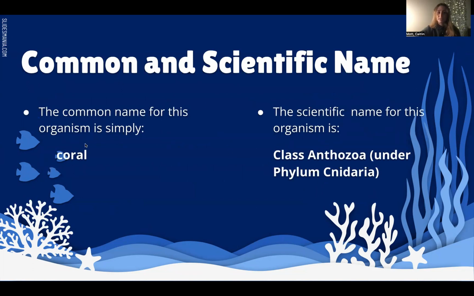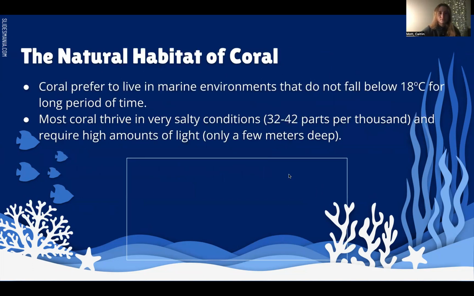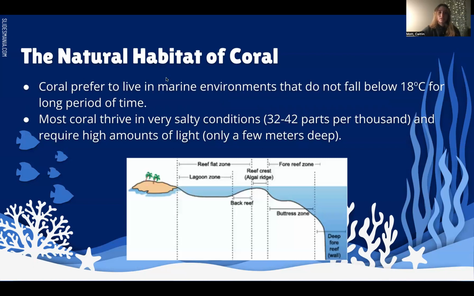So coral's common name is obviously coral. The scientific name is that it's under the class Anthozoa under the phylum Cnidaria. So for the natural habitat of coral, coral typically prefer to live in marine environments that do not fall below 18 degrees Celsius for a long period of time. So this will typically be between like 30 degrees south and 30 degrees north for the latitudinal.